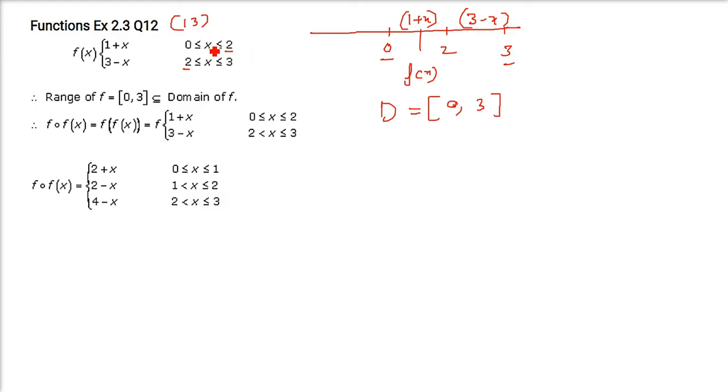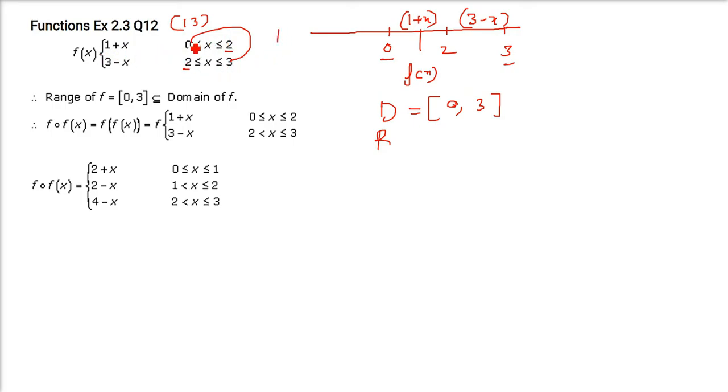They have already seen, given the domain 0 to 3. So what is the range? Now put 0 in 1 plus x. Put 3 in 3 minus x, because the lowest value is 0, highest value is 3. Just put this value and you'll find out the range.